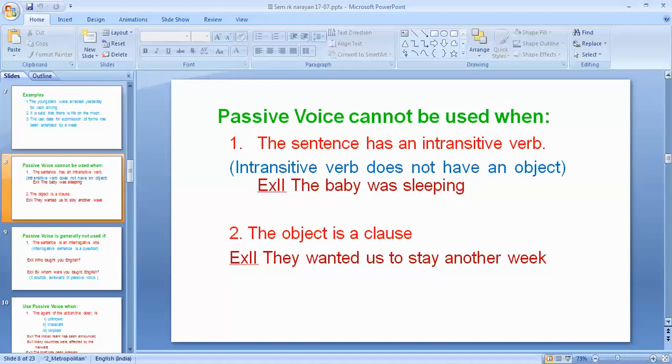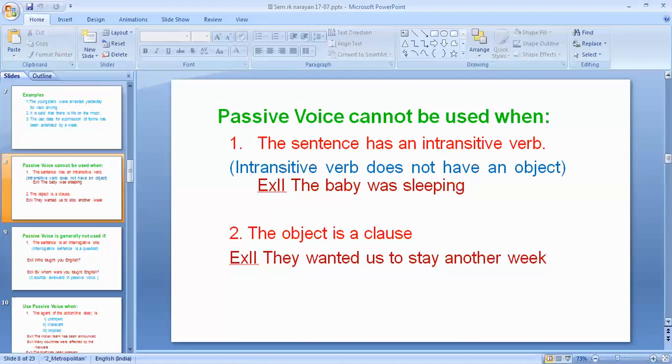Sometimes the object, after the subject and the verb, the remaining part of the sentence is a clause. Then we don't have any direct or indirect object in those sentences, so we cannot make passive voice. We cannot create passive voice from this kind of sentence. For example, look at this example. They wanted us to stay another week.